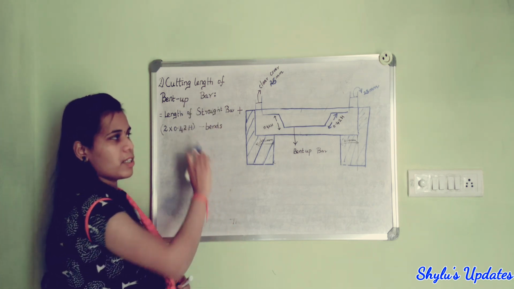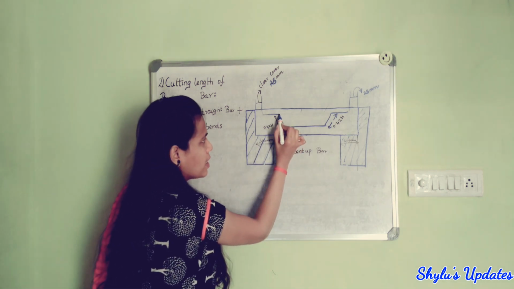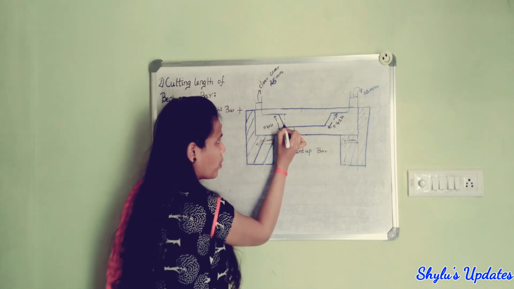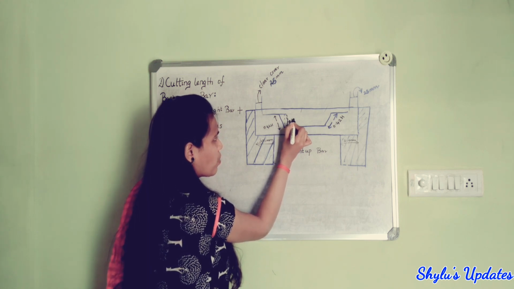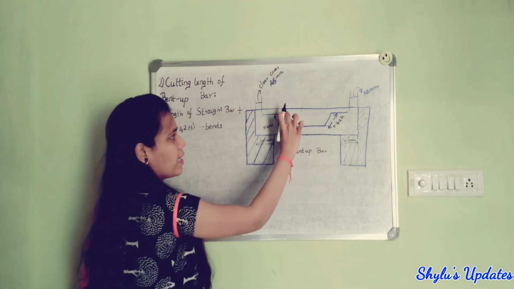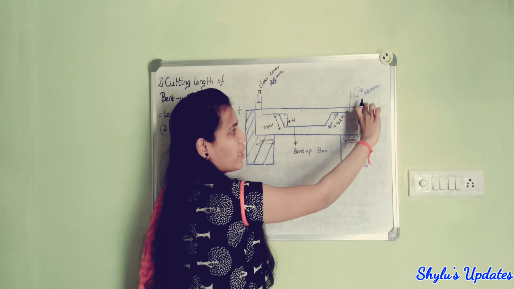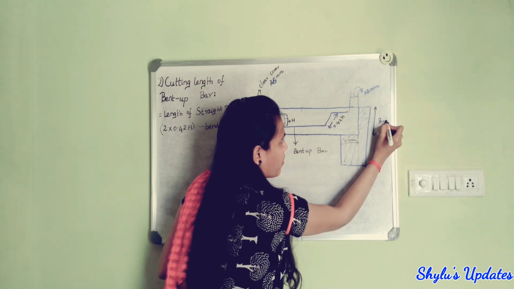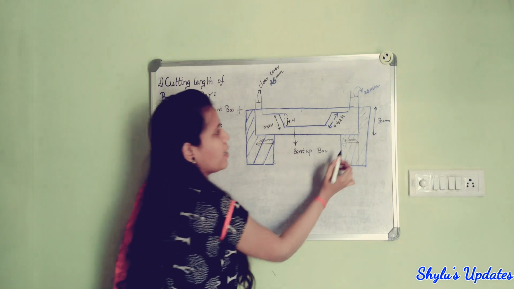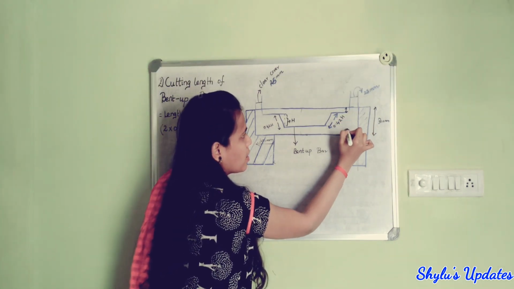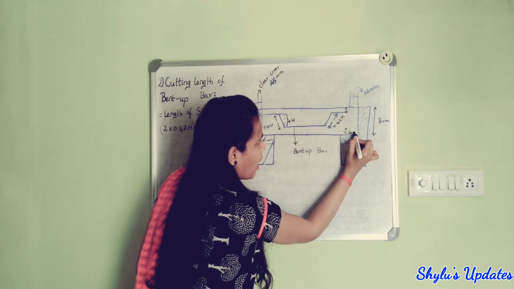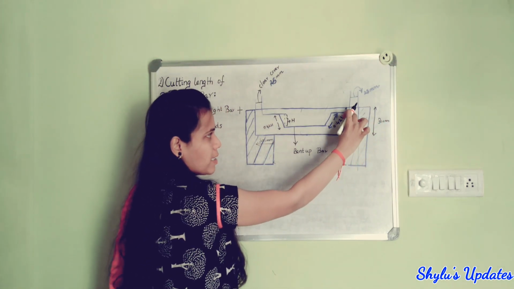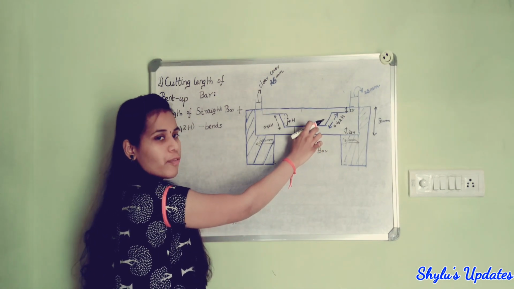So we have to consider this h, isn't it? So how to find this value of h? H is nothing but this value we have to find. Already we know that the depth of beam is 300 mm. And here the clear cover is 25 mm, here also 25 mm. To find this h value, we have to consider total depth minus 2 into clear cover minus the dia of this bend up bar.